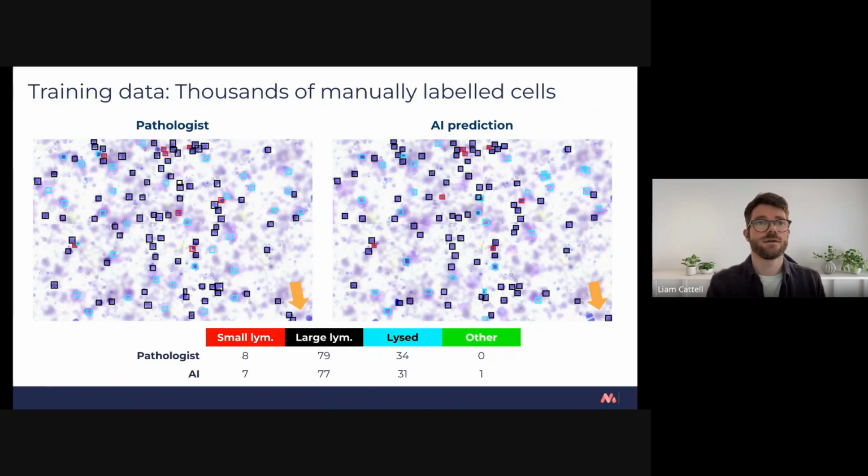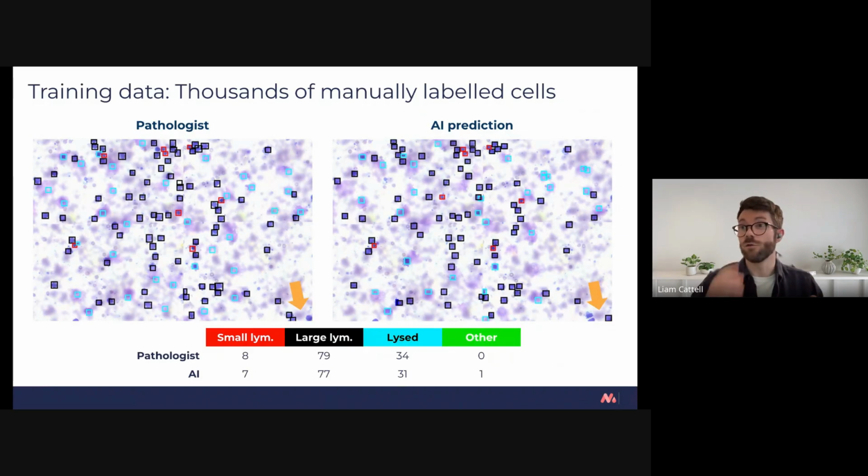And if you hit next. And what we can see just from the general trend in this field is those numbers are very, very similar, right? The small lymphocytes, the pathologist detected 8, the AI detected 7. Large lymphocytes, it was 79 to 77, lysed 34 to 31, and so on. So when you're considering an entire population across an entire slide, I think being off by 1 or 2 here or there is pretty good.